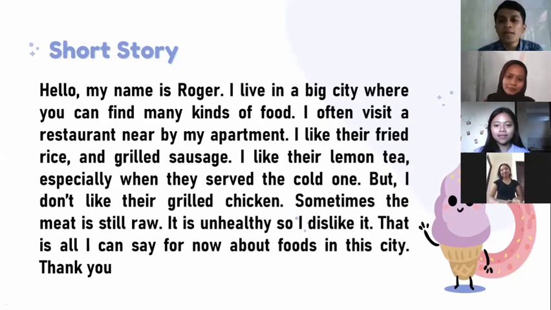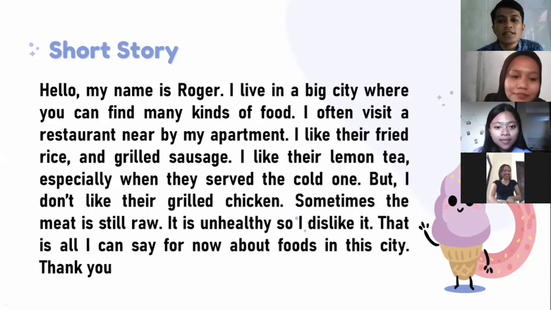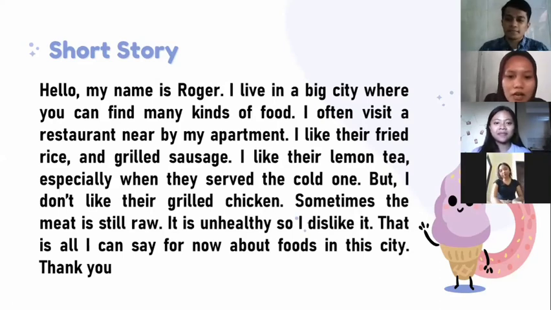Now, Nia Ria Putri, can you read a sentence in this short story with showing an expression whether it is like or dislike about food? Please, only one sentence. All right. So for the expression like in this sentence is I like their fried rice and grilled sausage. Then I like their lemon tea. Then about the dislike is I don't like their grilled chicken. Okay. Thank you, Nia Ria Putri, for your participation.